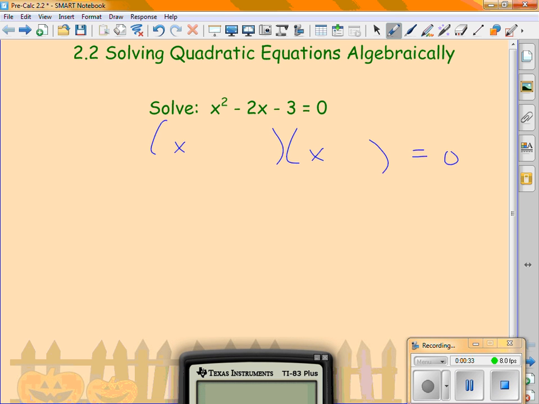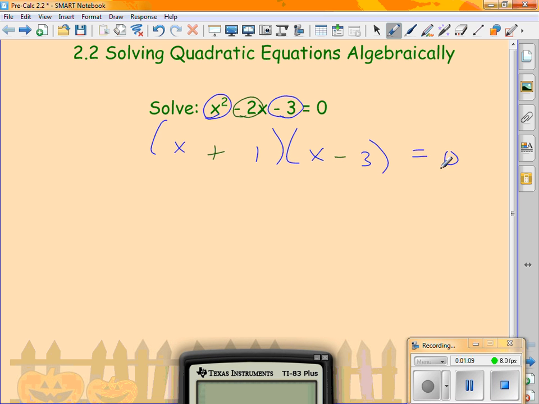When I factor, what's the only way I can get an x squared? X times x. That's usually when I try to factor if there's just an x. Now I look at the 3. What's the only way I can multiply and get a negative 3? A 1 and a 3. But I know one has to be positive, one has to be negative. The negative has to be the 3 because of the negative 2. So I have x plus 1 times x minus 3.